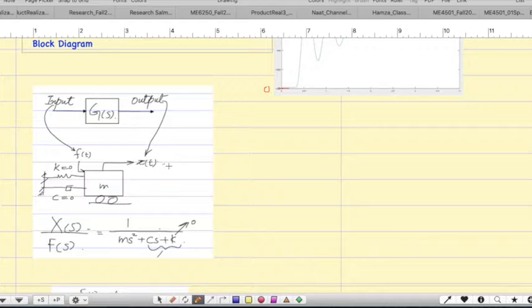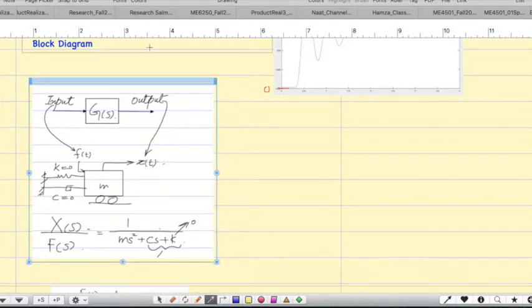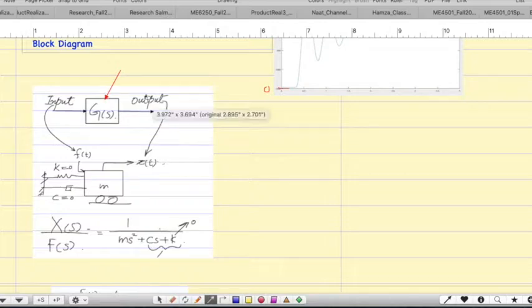And this is another example of the block diagram. You have to draw a block to represent a transfer function. On the right hand side, this is the output. On the left hand side, this is the input, and output in our case is displacement of this mass. Input in our case is the driving force.